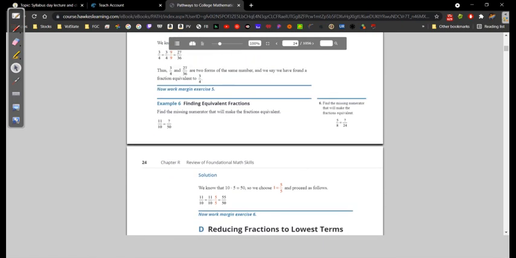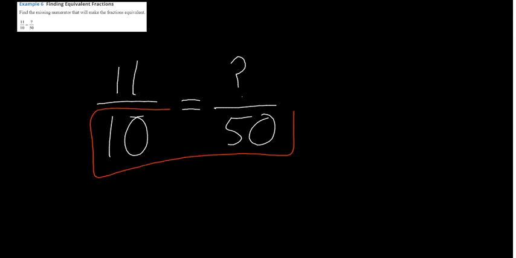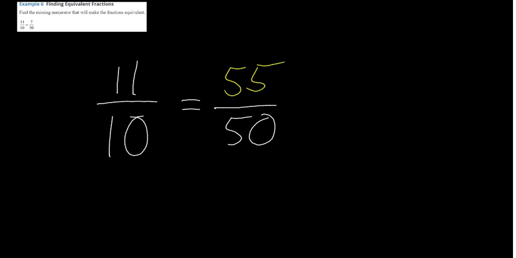Looks like we have an example 6. That might be another good one. Okay, so we've got 11 over 10 is equal to question mark over 50. Okay, alrighty, well, looking strictly at the denominator here, 50 is 5 times greater than 10. So therefore, I must multiply this by 5. So 5 times 11 is 55. That's equivalent fractions.